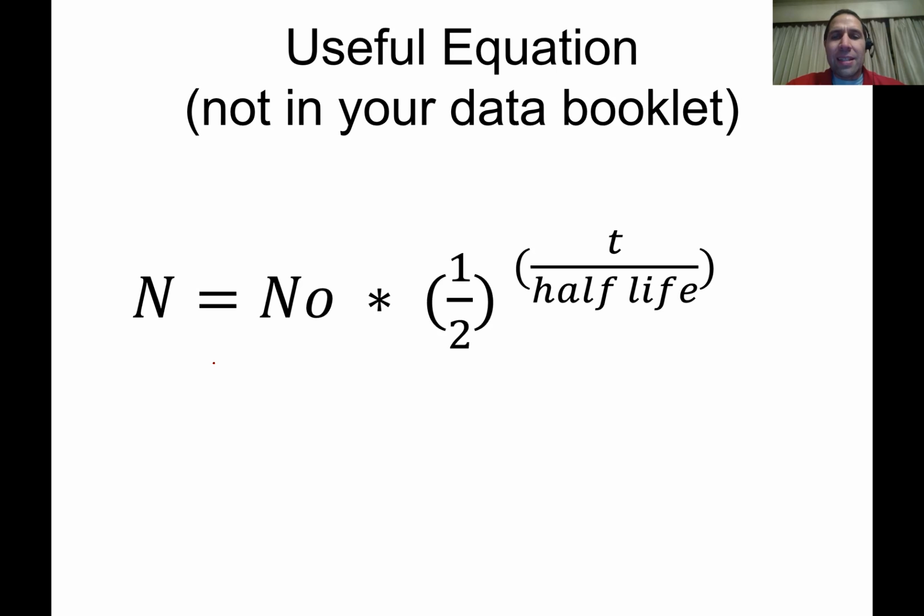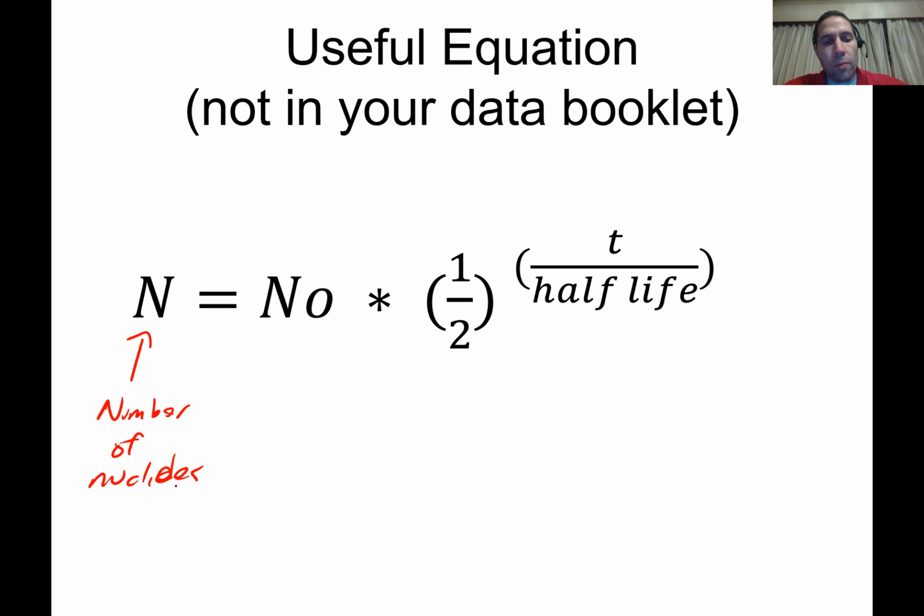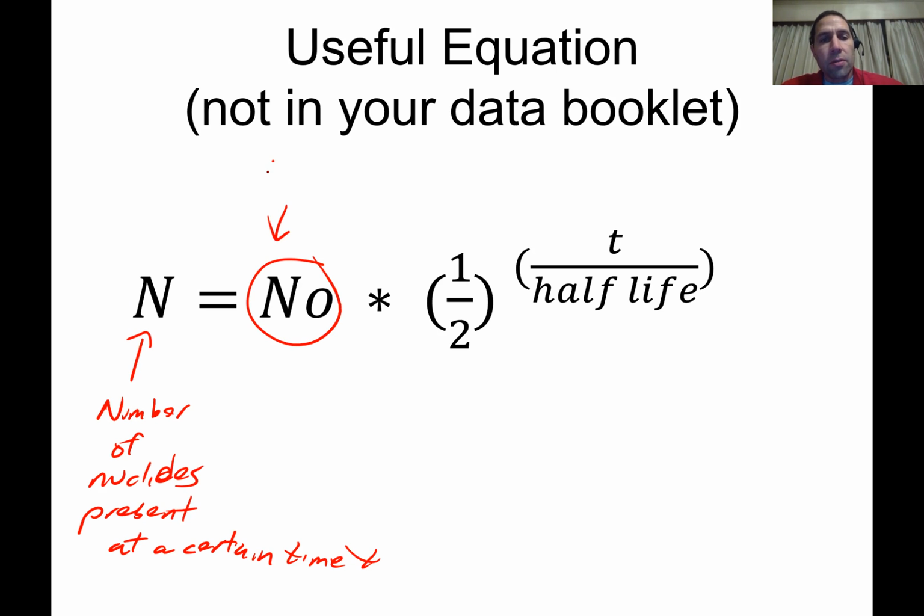Now, this is a useful equation that is not in your data booklet, and I'm going to spend a little bit of time on this equation because I think it can be really helpful. Notice what we have here is the number of nuclides present at a certain time t. n sub o is the original number of nuclides that you start with.